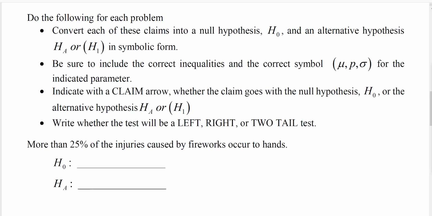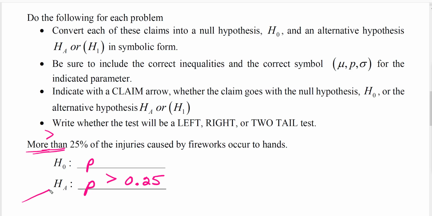In our next problem, it says more than 25% of the injuries caused by fireworks occur to hands. So this is talking about a percentage. So our symbol for this one is going to be the population proportion P. Now it also then states more than. More than, remember, has the inequality symbol greater than. The greater than symbol, since it does not have the equality underneath, is going to go with our alternative hypothesis. I'm going to write 0.25 here.